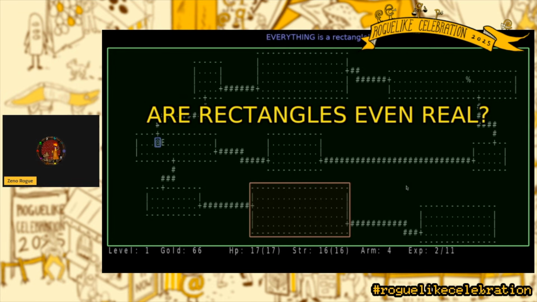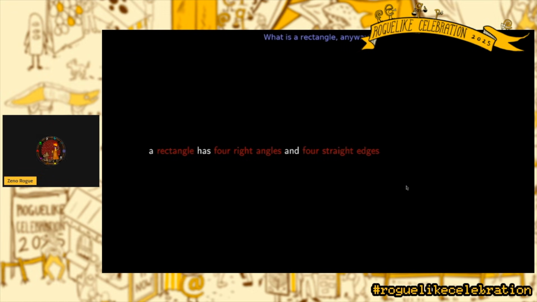Yes, it might look obvious that rectangles do exist, but it was not actually that obvious. So what does a rectangle actually mean? A rectangle is a shape that has 4 right angles and 4 straight edges, exactly right angles, exactly straight edges. So that is maybe a bit more weird shape.